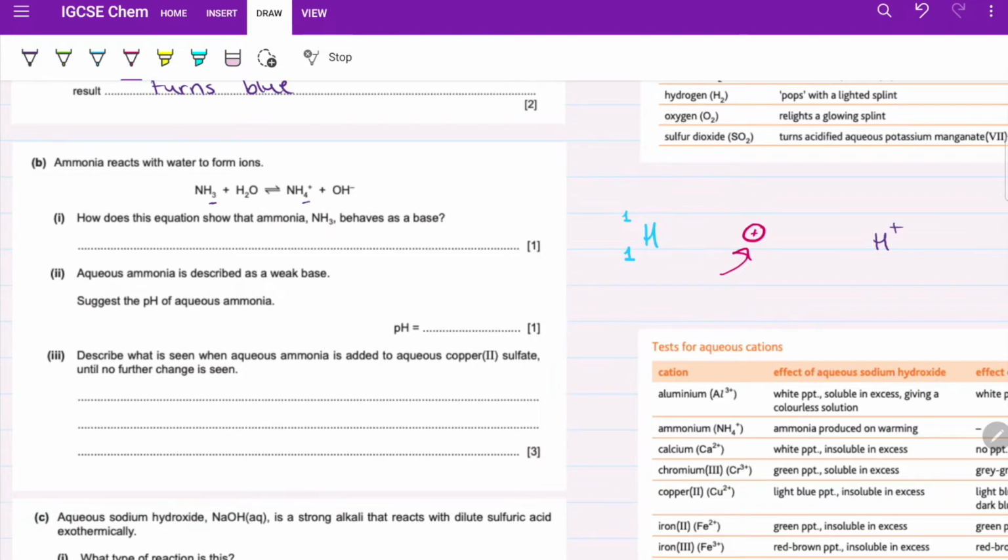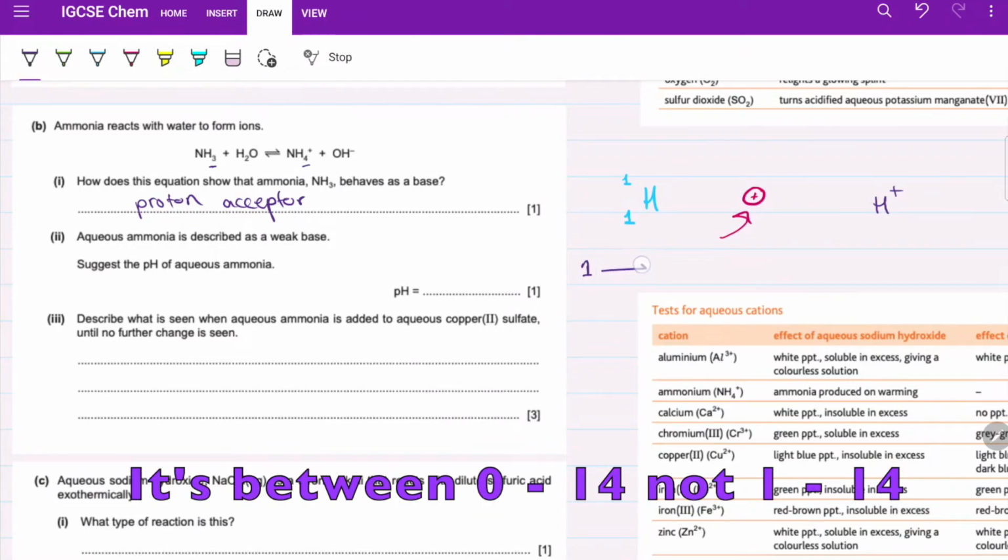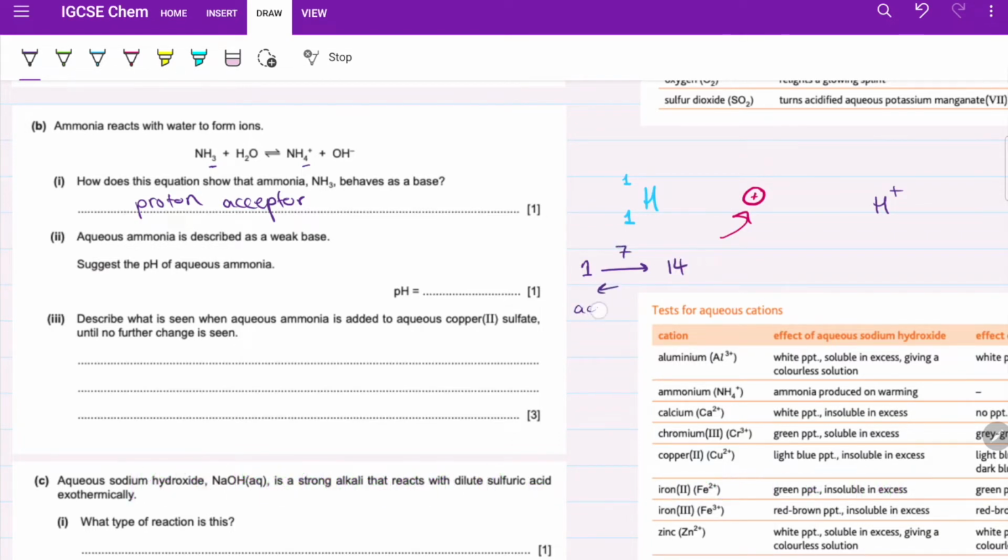But yeah, so how do we know that it's a base? Well, like we said, it's a proton acceptor. Now, aqueous ammonia is described as a weak base, so we need to suggest the pH of it. pH we know ranges between 1 to 14, with 7 being in the middle. And then when you're closer to 1, the more acidic. Closer to 14, the more basic. So it's a weak base, so it can't be 14. It has to be somewhere between 7 and 11. So that's the weak base range. So you can choose, for example, pH 8, and you'll get the 1 mark for it.